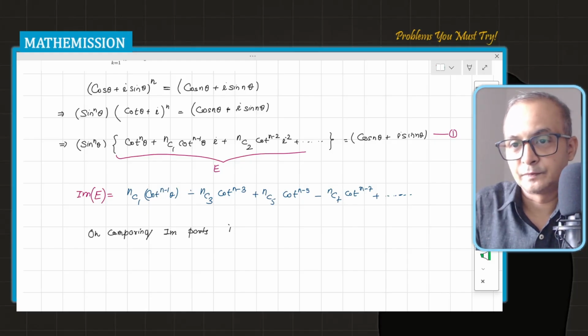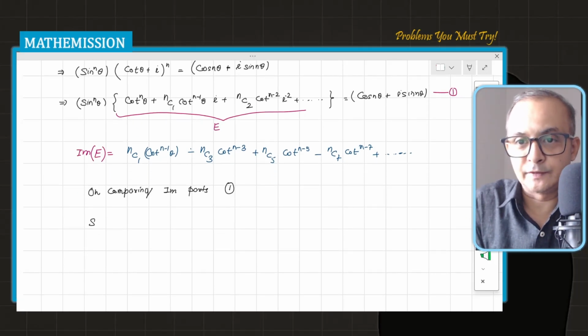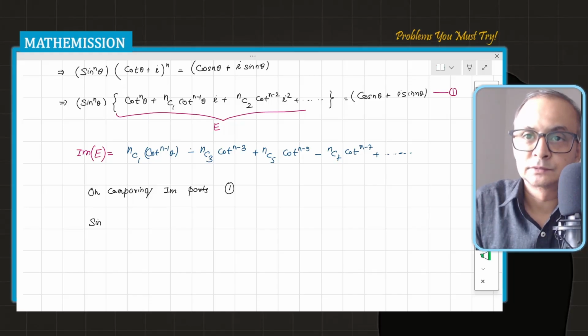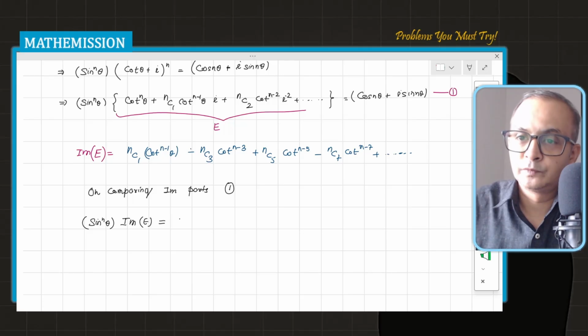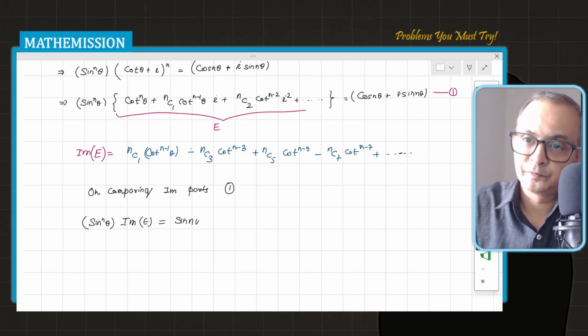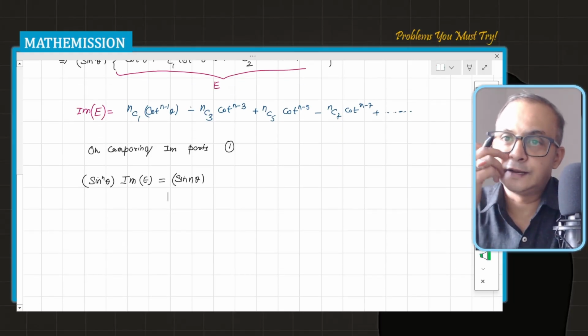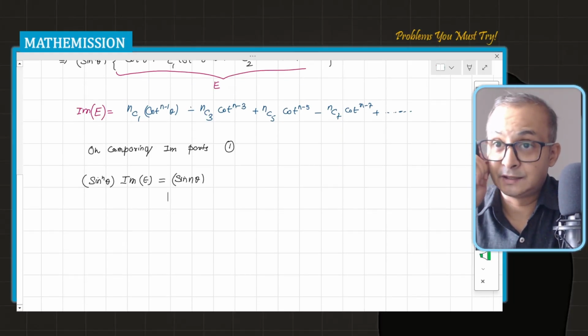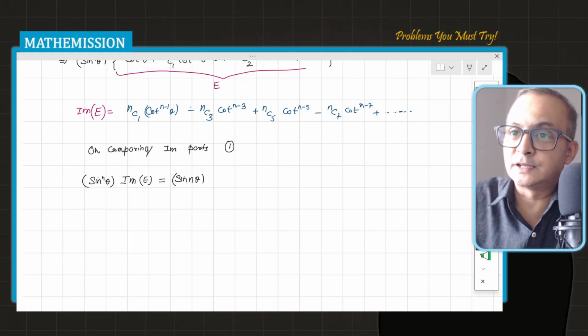So on comparing the imaginary parts from both sides of 1, what we get is, on the left hand side, sine to the power n theta into the imaginary part of E that we just found, and that must be equal to sine n theta. Now this imaginary part of E is a very important term here. On that only we have to work everything. I missed this theta here, but I think there's no such problem.